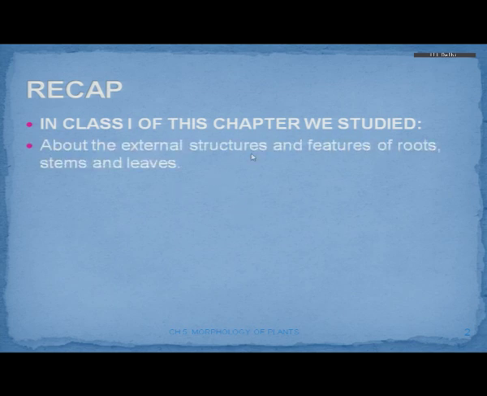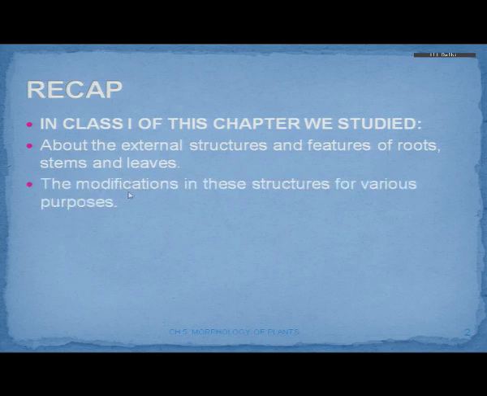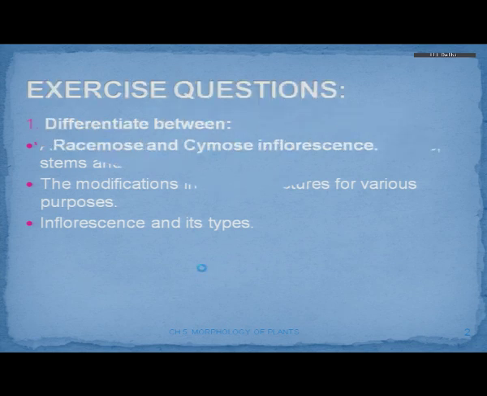In the earlier session that we had on this chapter, we studied about the external structures and features of roots, stems and leaves. We also studied about the modifications that are present in these structures for various purposes, and in the last section we studied about various kinds of inflorescences that are available.